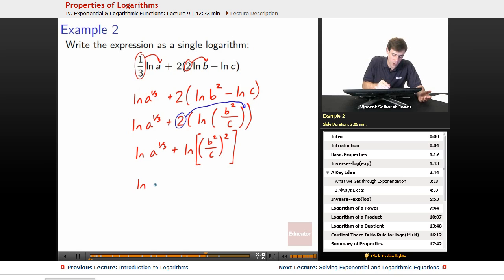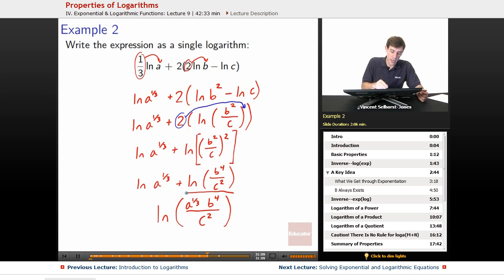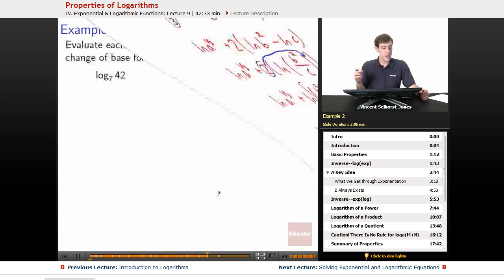So natural log of A to the 1/3 plus natural log, we distribute that, B to the 4th over C squared. And we can also bring this in now. Addition of logarithms becomes multiplication inside of the logarithm. So A to the 1/3 times the rest of it, so B to the 4th shows up in the numerator, divided by C squared. And we've got the whole thing compacted into a single logarithm. Great. All right. Next one.